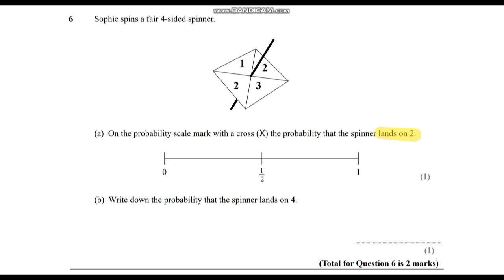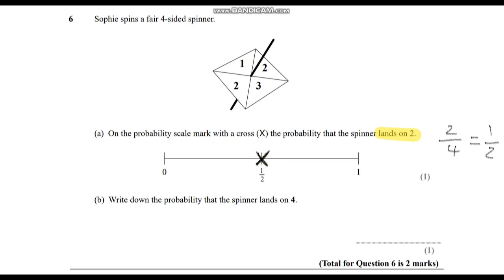So to work out the probability that a spinner lands on a 2, well, how many possible ways are there of it landing on a 2? Well, there's 2 possible ways. And how many possible ways are there in total of it landing on a section? Well, there's 4 different sides, so it's 2 out of 4, which is the same as a half. So the probability of it landing on a 2 is a half. So we could just put an X over here.